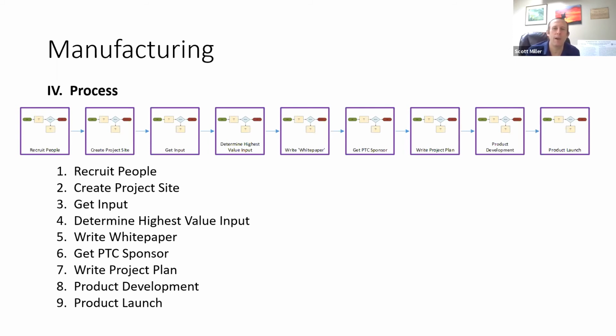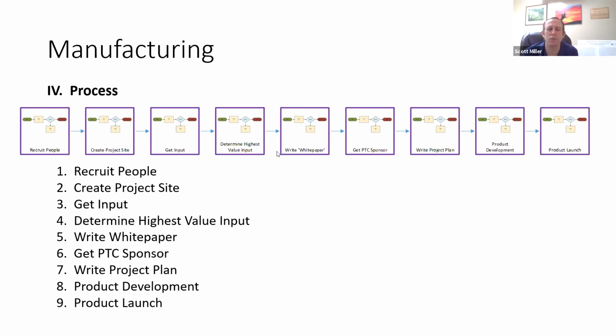We do have the PTC user forum and the PTC community forum, but those aren't really meant to gather a lot of input and develop a process that we can use to improve PTC's products or come up with other products. So after we recruit the people, we are going to create a little project site, whether that's in Microsoft Teams or something like that, to really focus on a process to push it forward. The next step would be getting input.